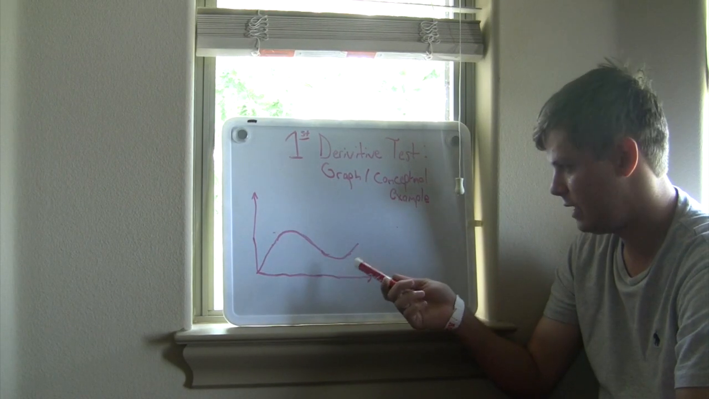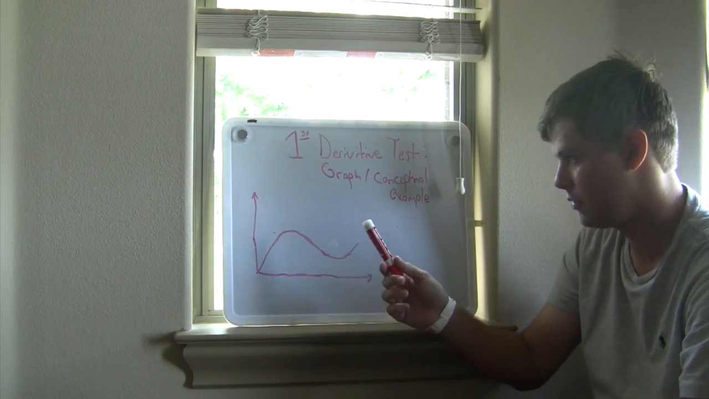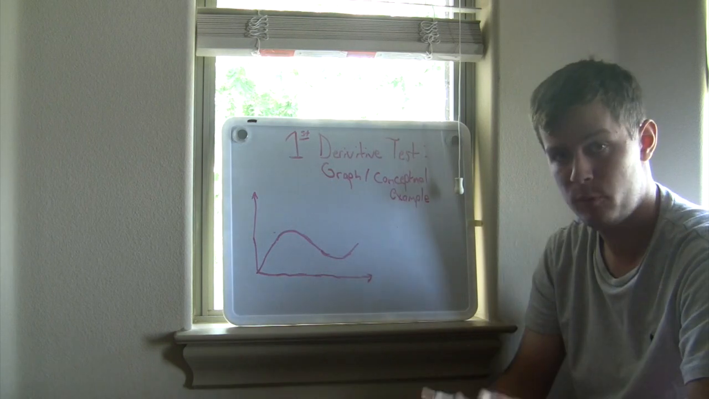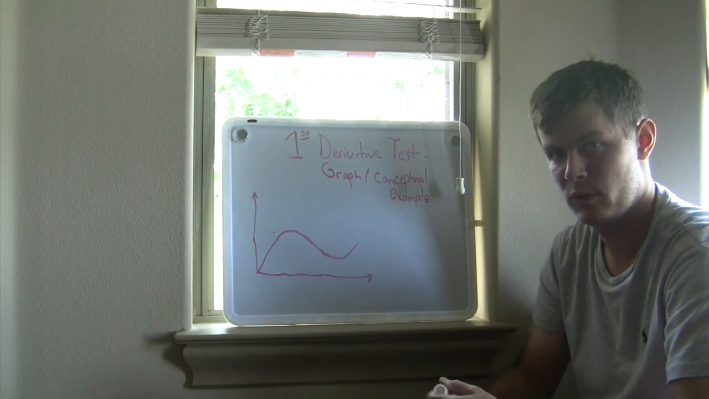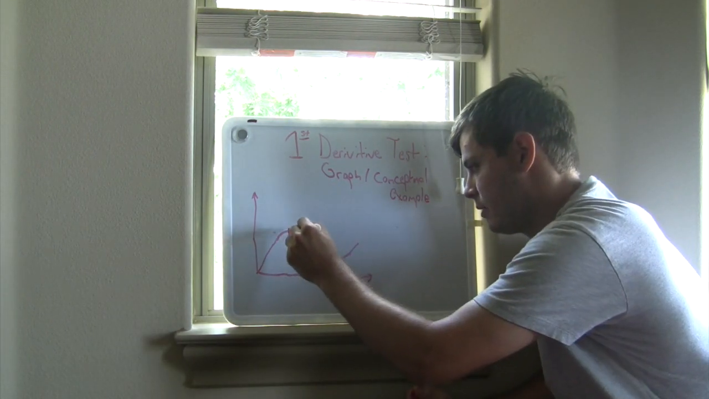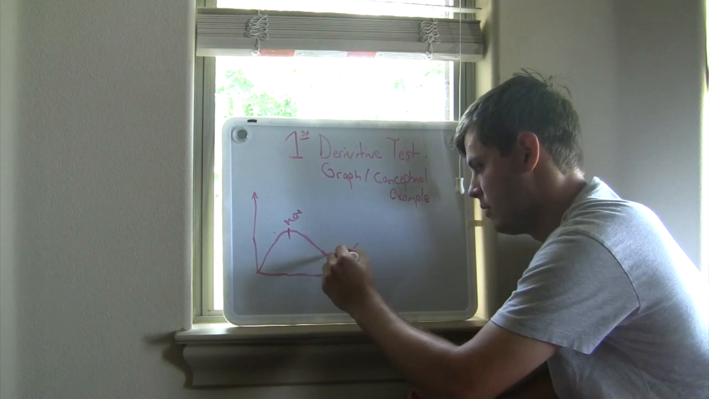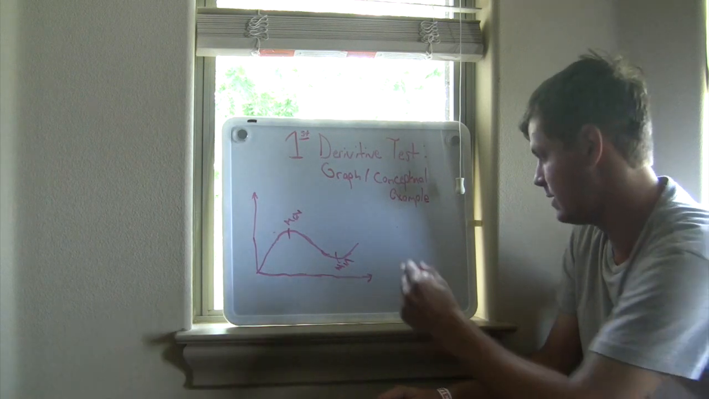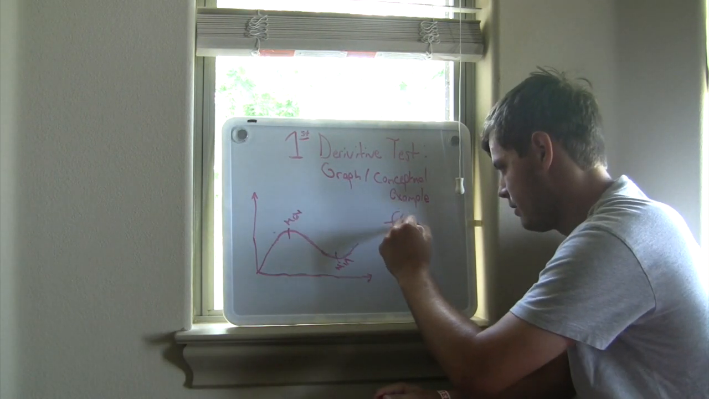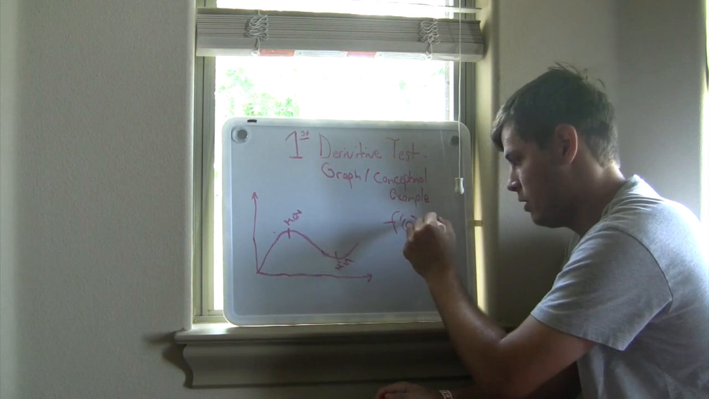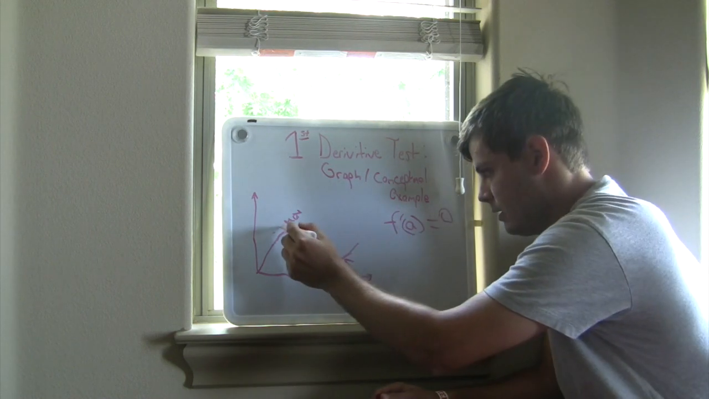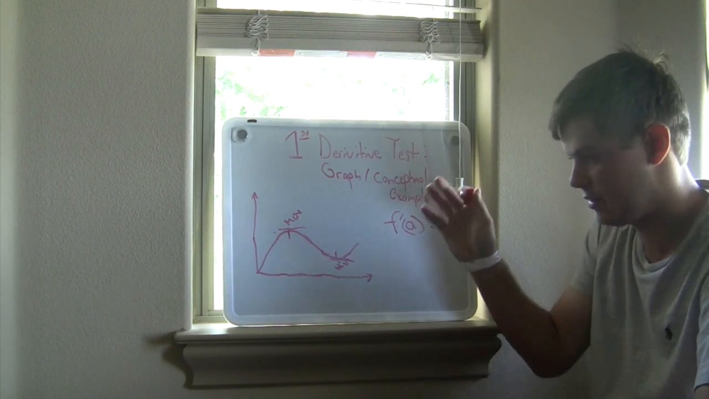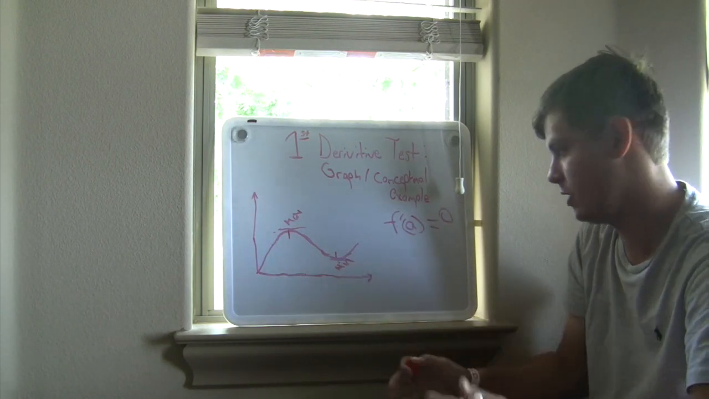So here we have a graph representation of the first derivative test, which I think will help you better understand the concept. With this graph, it's really easy to tell what the maxes and mins are. We can clearly see that this point is the max, and this point is the min. What the first derivative test states is that the derivative of these points, which we'll call A, is equal to 0, because when you take the derivative, the slope at that point is 0.